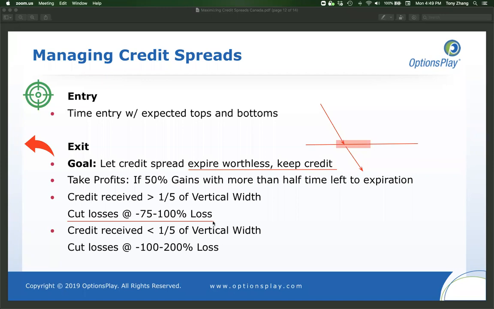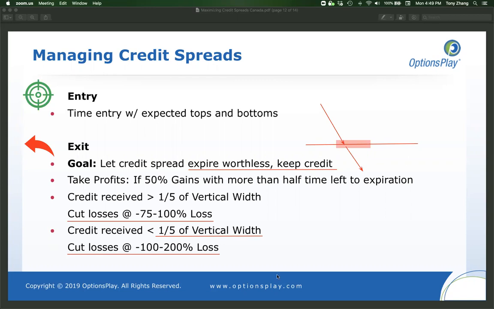Now, if you don't follow our rules and you insist on selling relatively far out of the money credit spreads with very high probability of profit, then the credit that you receive is going to be less than 1/5 of the vertical width. In that case, you want to cut losses at 100 or 200% loss of the income that you receive. You need to give yourself a higher buffer because you're collecting a relatively small dollar amount. You need a bigger buffer before you consider cutting your losses.